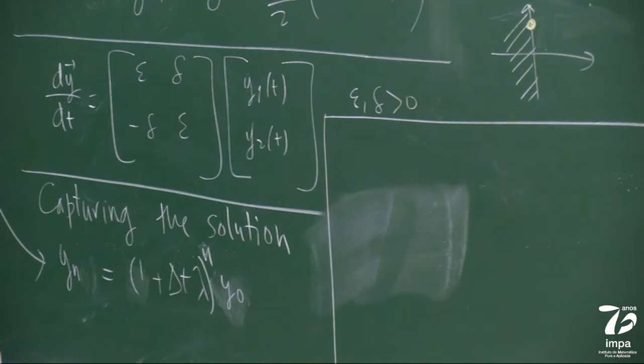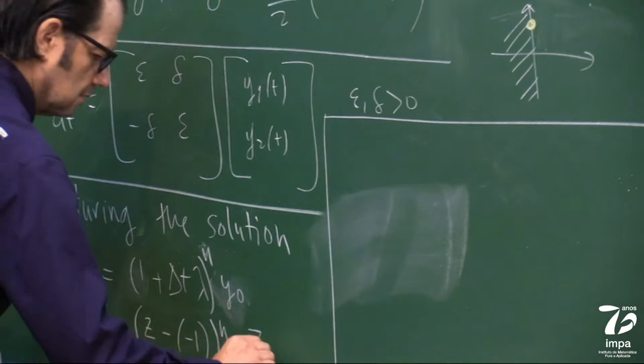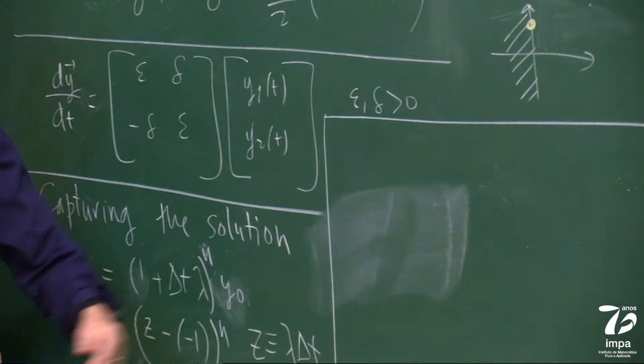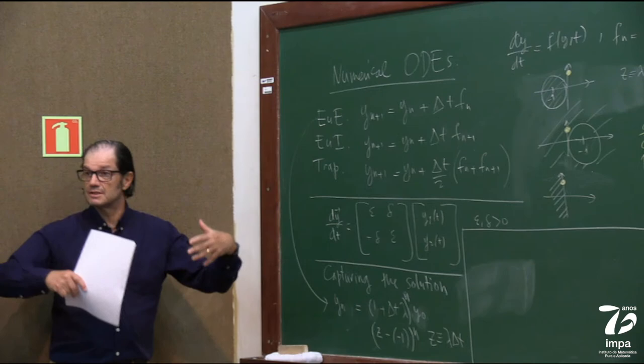And just for those of you who were not here last class, this is the same as this. We're going to define z, lambda delta t. Lambda is the eigenvalue that can be complex, right? See this matrix. For the test problem, it had to be complex with the real part negative. Why? Because then the solution would decay, and we could test the stability of the method.